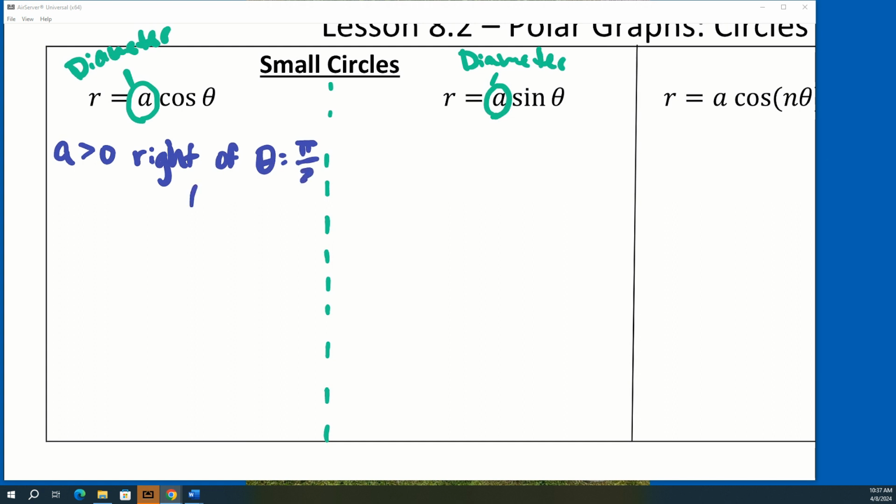In the rectangular system, that's what we call the y-axis. That's going to be the last time I use that because I don't want to think about x and y. I want to think about r and theta today. And then if that a is negative, it's going to be graphed to the left of theta equals pi over 2.